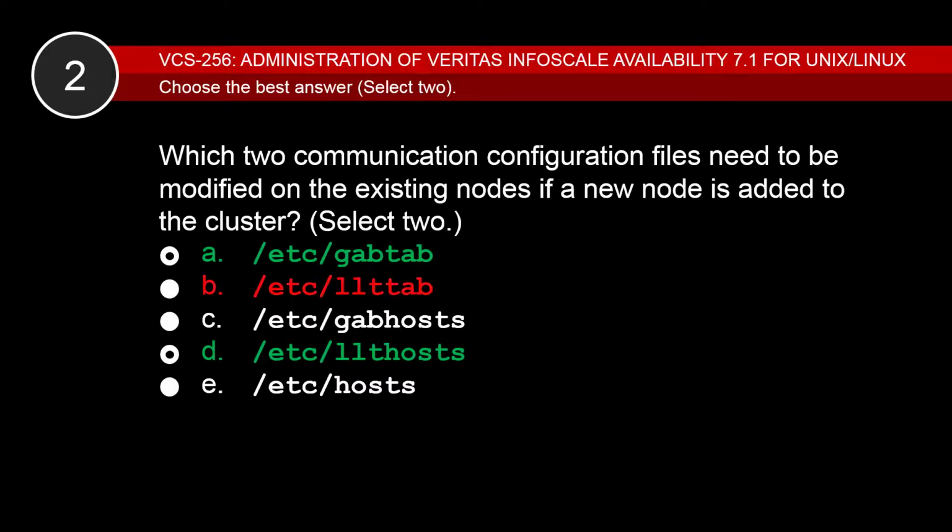B is incorrect because the LLT tab configuration file includes information about the LLT configuration on the local system, which does not change by the addition of a new node to the cluster. C is incorrect because gab hosts is not a valid configuration file used by VCS cluster communications. And E is incorrect because the host files on the cluster system are not used by VCS cluster communications.